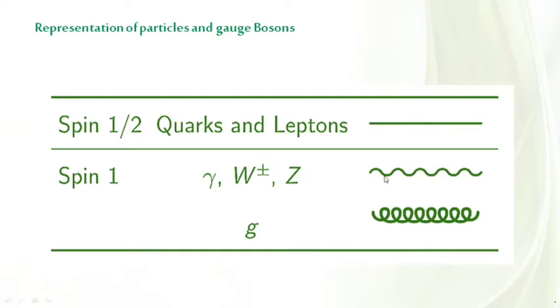You may have known that there are two types of particles which are made up of quarks. The particles which have half integral spin, we call them baryons, and the particles which have integral spin we call them mesons. These baryons and mesons are classified as hadrons.